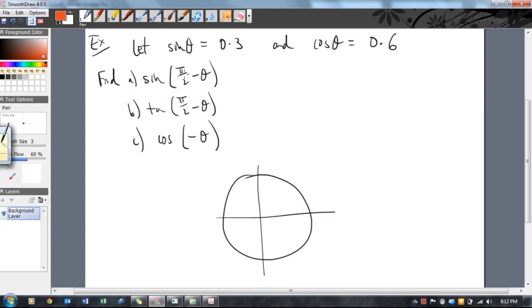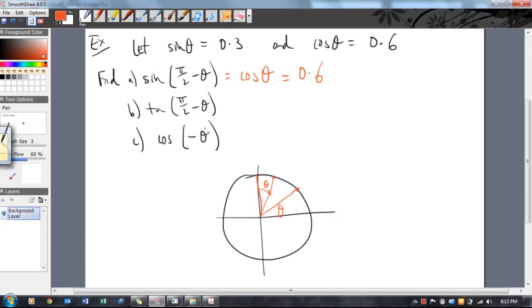So sine of pi on 2 minus theta. Remember, pi on 2 is here, minus theta. We've got angle theta there, but what happens if we go to pi on 2 and go back by theta? Sine and cos flip around. So this is just equal to cos theta, which is equal to 0.6. So sine of pi on 2 minus theta is just cos theta, because the y and x values flip around because of the symmetry of the circle.